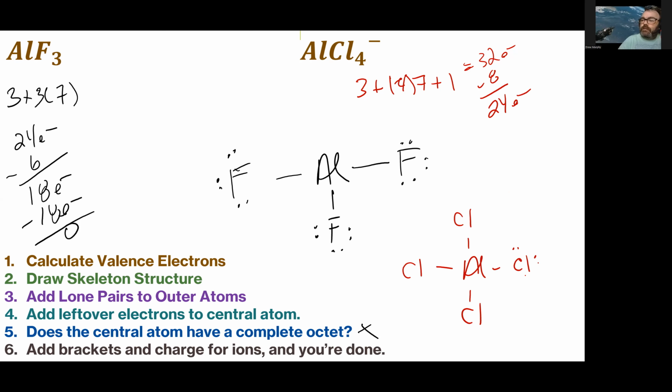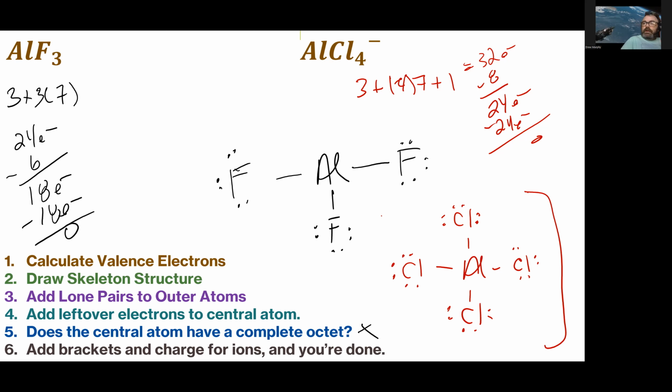1, 2, 3, 4, 5, 6 on each chlorine. Okay, that's 24 electrons. We're down to 0. There's no electrons left over. Our central atom has a complete octet. Aluminum is fine to have 8 valence electrons.